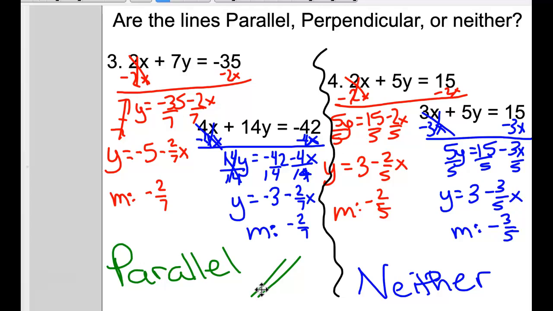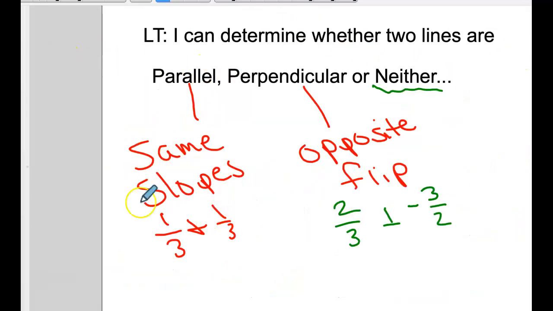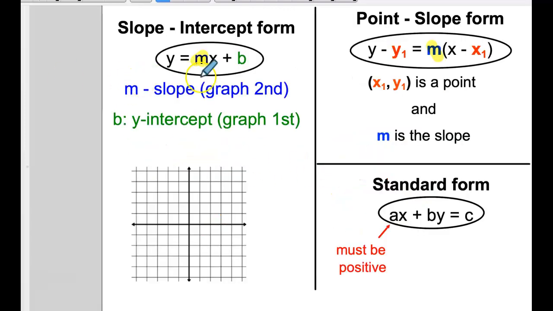So just make sure this part makes sense. In order to tell if lines are parallel, perpendicular, or neither, all we really need to do is compare those slopes. If they're the exact same slopes, then they are parallel. If they're opposite and flipped, remember they have to do both things, a negative and a positive, and the fraction needs to flip. Don't get confused. When you're walking through them, if you have these written down, you'll have the examples that you need. We don't know the slope when we have an equation in standard form, but we do know the slope when it's written in slope-intercept or point-slope form.